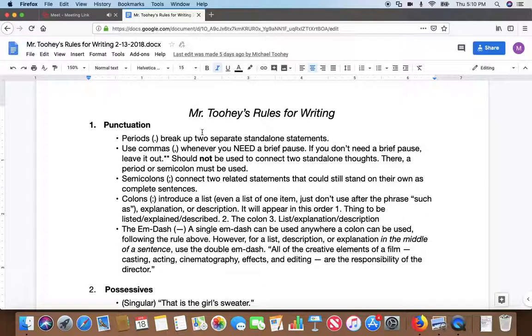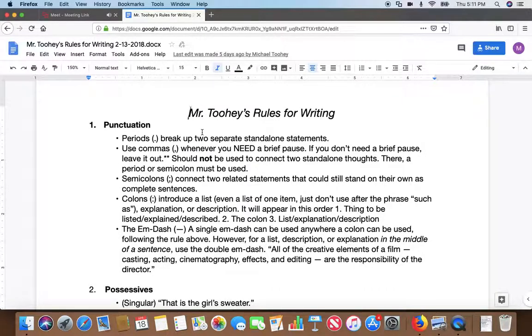Periods break up two standalone statements. That's very familiar, I take it. Do you have questions about that or no? No? Okay, good. Commas, whenever you need a brief pause. The key is if you need a pause. If you don't need a pause, leave it out. It's not where you can take a pause, it's where you need a pause. That's the first half of the rule. The second half of the rule is make sure that you're not using a comma to connect two standalone thoughts. There you have to have a period or a semicolon. Questions about that, or are we good? Nope, I'm good. Okay, great.